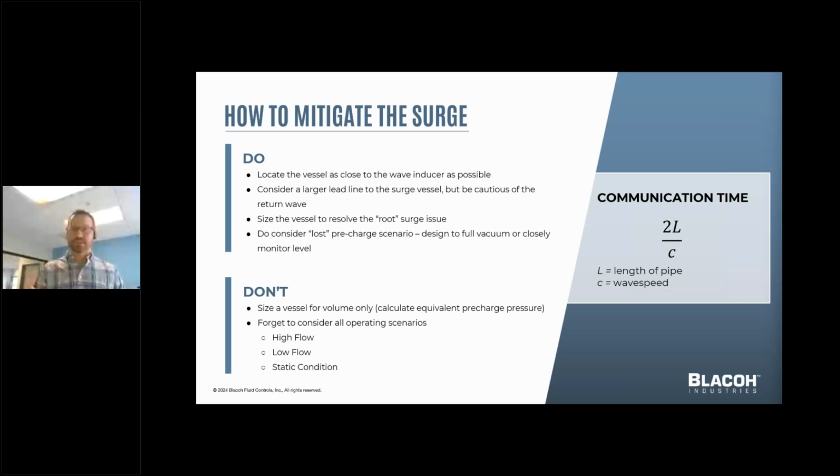It also allows us to think about how do we want to position the surge vessel. We want to have it as close to the wave induction point as we possibly can, because now we're getting that communication time to that first dampening device as short as we possibly can. This allows us to have a faster event when it happens without having the same very bad negative effects on the rest of the system.